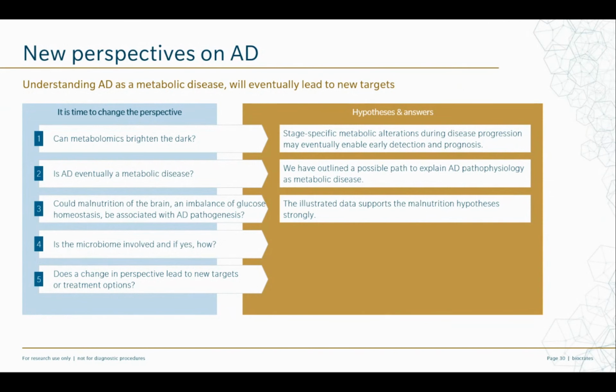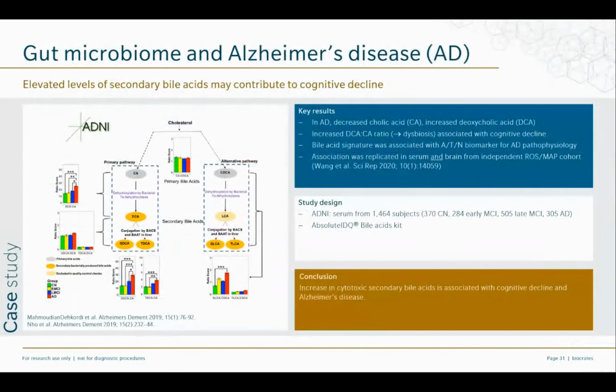So next, we'd like to know whether the gut microbiome also plays a role in the development of Alzheimer's disease. And indeed, a series of papers based on almost 1,500 individuals from the ADNI cohort again describe the link between the gut microbiome and Alzheimer's disease. Here, elevated levels of secondary bile acids compared to primary bile acids were found in serum from patients with late-stage mild cognitive impairment and Alzheimer's disease. This was shown based on several ratios of secondary to primary bile acids.